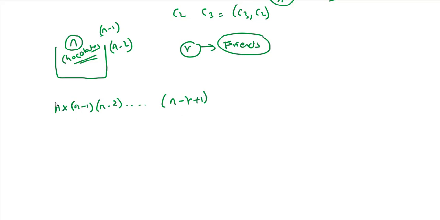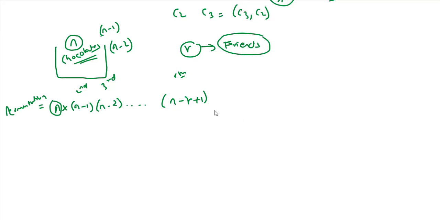For your first chocolate, you had only n options. For your second chocolate, you had n minus 1 options. For your third chocolate, you had n minus 2 options. So for your rth chocolate, you will have n minus r plus 1 options. So in this way, you can select the chocolates for your friends. So this is your answer for permutation, where the order of your selection is important.